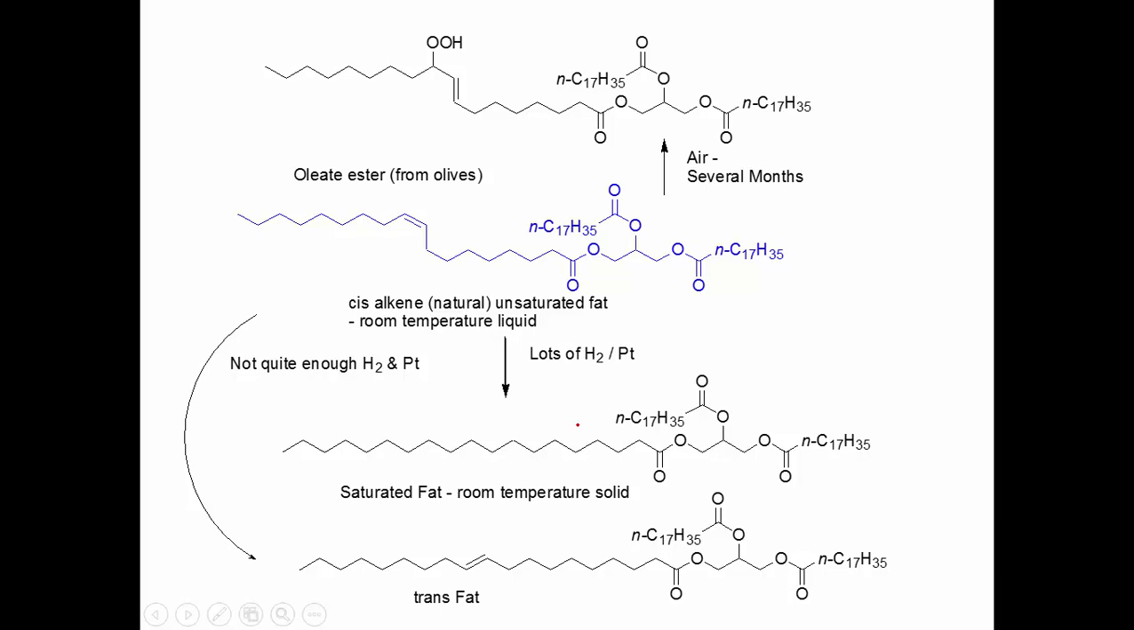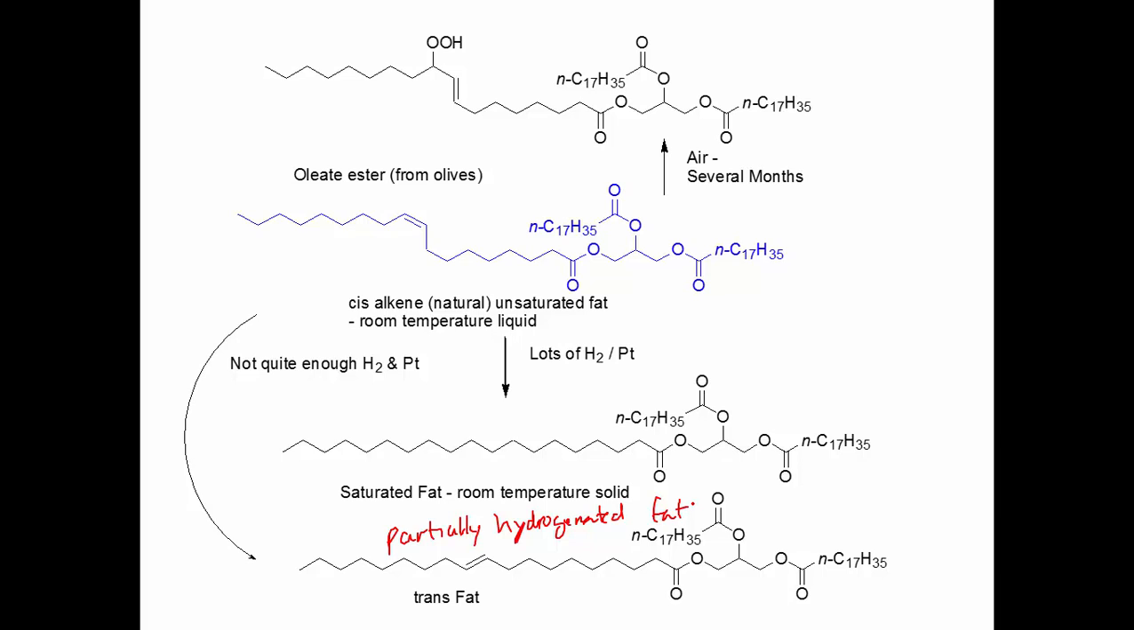So about 50, maybe 80 years ago or so, they discovered that they could run the hydrogenation reaction, but not to completion, and turned vegetable oil into something that had the consistency of butter. This is what we will call partially hydrogenated fat. In the process, though, these hydrogenation catalysts isomerize double bonds.